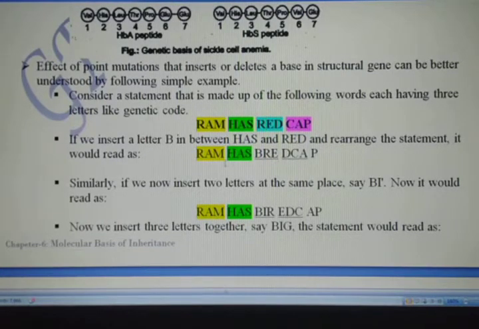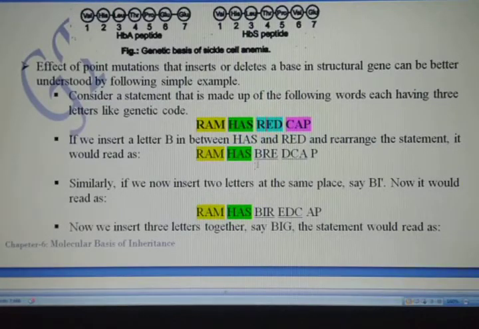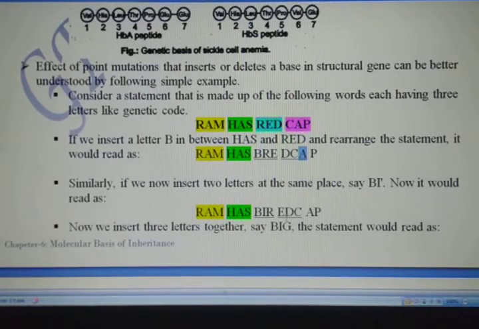Similarly, when you insert one more letter, say I, after B over here, as a result B, R, E is there. So B, then after B, I. So B, I, R, then E, D, C, and later along with P, A also has come. The last A that was there also has come over here.